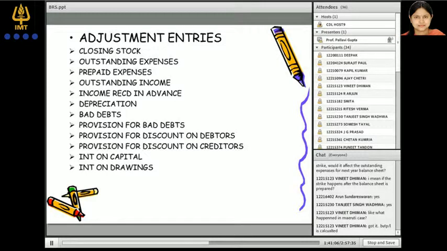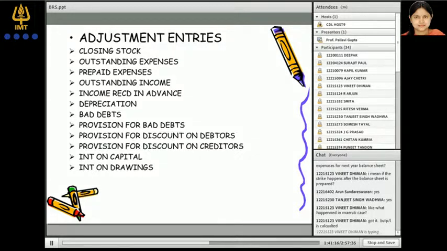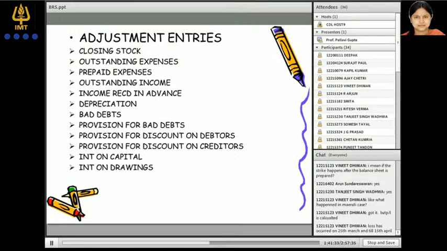How will you calculate the profit or loss for a strike? See, it will automatically come. Strike will take place, then there will be no production at that time. So it will automatically come there. You will not separately calculate it and book it. There is a mechanism.